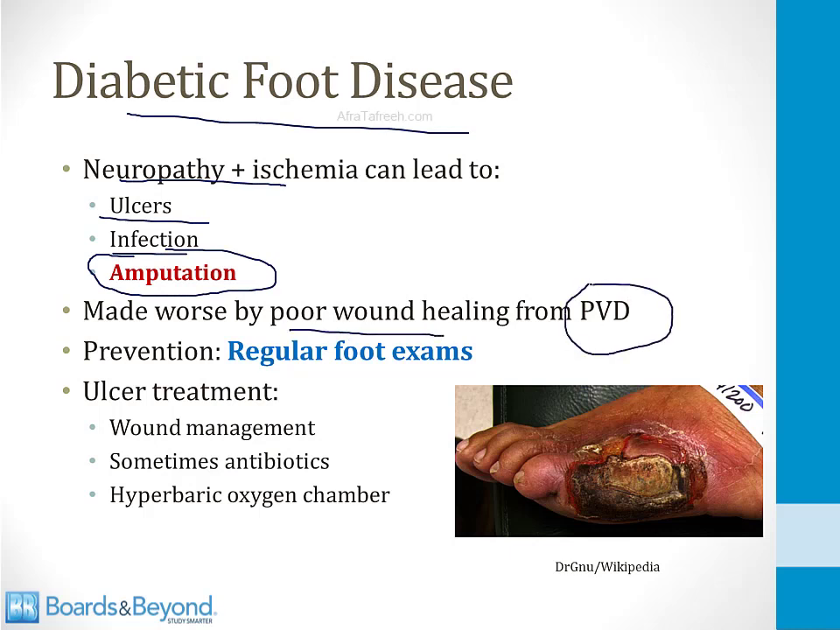Because of the risk of diabetic foot disease, diabetes patients require regular foot exams to detect any injuries early and make sure that they heal. When you do detect an injury or an ulcer to the foot, it has to be managed very carefully. The management of diabetic ulcers is complicated. It involves close wound management, usually by a wound care nurse. Sometimes antibiotics are used, and sometimes diabetics have to go several times a week to a hyperbaric oxygen chamber. This drives oxygen into the ulcer and helps it heal when it otherwise might not.